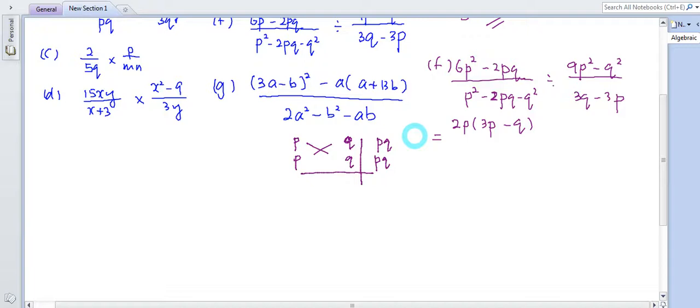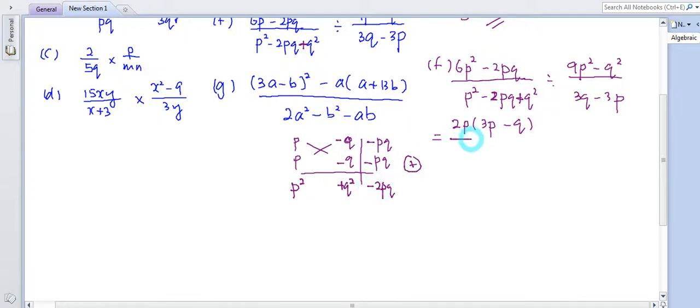Let me check again. Some mistake here, I think. Yeah, there's a mistake here, sorry. So here should be positive, here should be positive. P times q you get pq, p times q you get pq. These two you add together, you need to get negative pq. So here negative, here negative. We double check again. P times p, you get p squared. Negative q times negative q, you get positive q squared. This is correct. And negative pq plus negative pq is negative 2pq.